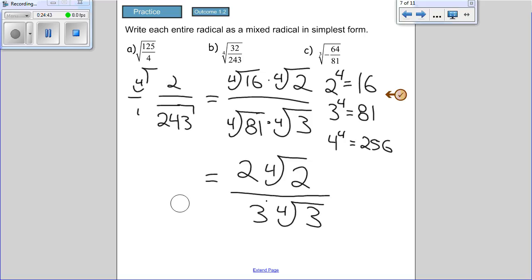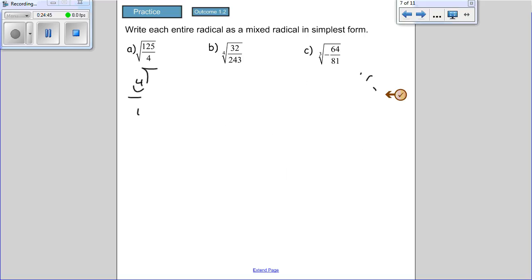So we need our cube chart. 2 cubed is 8. 3 cubed is 27. 4 cubed is 64. Good call.